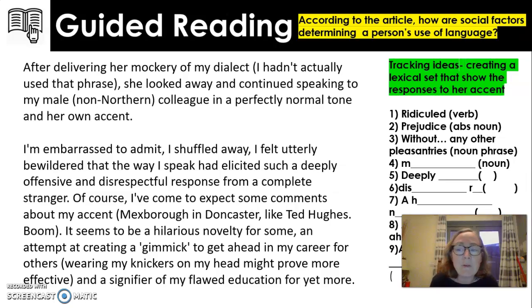So we've got this layer of verb choices that reflect how she feels. I'm embarrassed to admit I shuffled. I felt utterly bewildered. So here is somebody who's embarrassed, feeling ashamed of what they did, but she shuffles away. So she loses that confidence. She loses that strength of self. She disappears and feels utterly bewildered. Bewildered is that verb choice that reminds us that people can feel confused.